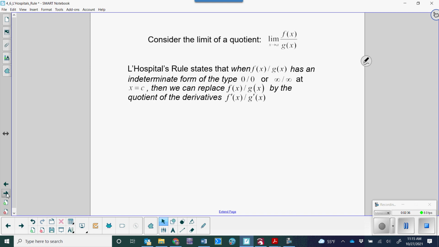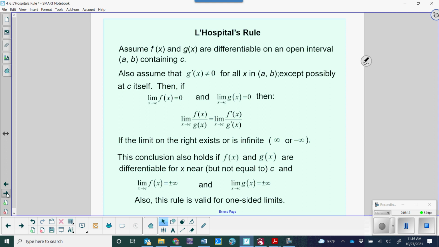All right, so L'Hopital's rule says if you have a limit of a quotient, so you have a function over a function, and you take the limit, and you get 0 over 0 or infinity over infinity, then we can replace both f and g by their derivatives, okay? And then take the limit again and see if it's not indeterminate. It'll be easier to see examples to understand that. When we say infinity over infinity, it's any infinity. It doesn't have to be positive. They don't have to both be negative. They can be either one.